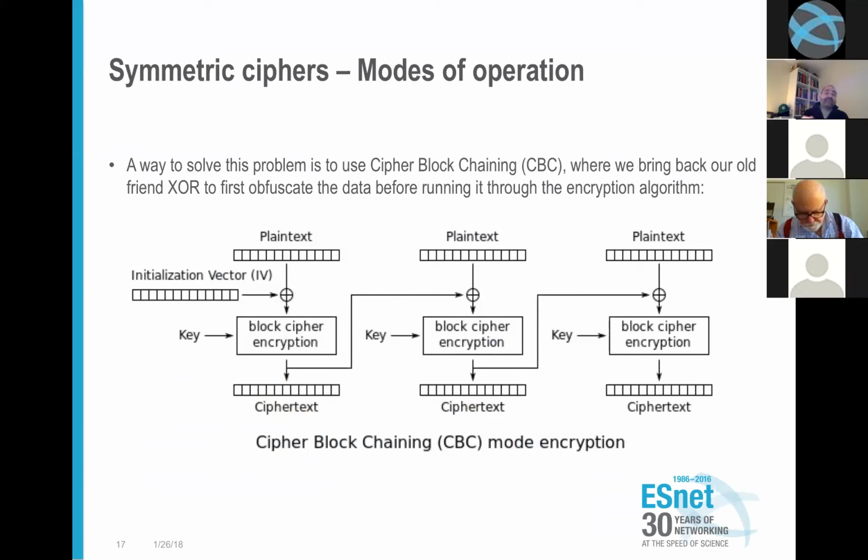And then we take that ciphertext from the first block of plain text, and we XOR it against the second block of plain text. So the first ciphertext block gets XORed against the second block of plain text. That gets then run through your encryption algorithm, and you produce a second block of ciphertext, which you then save and XOR against the third block of plain text, and so on and so forth. This method is called cipher block chaining, or CBC.